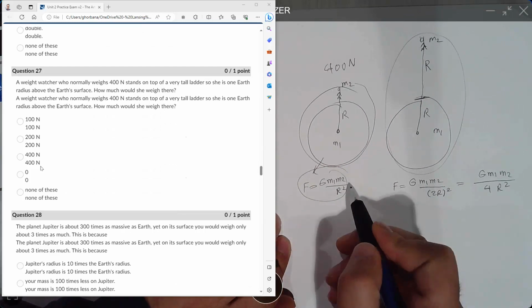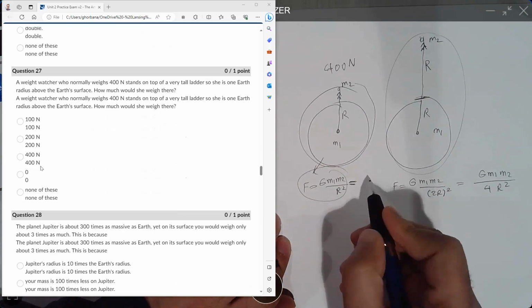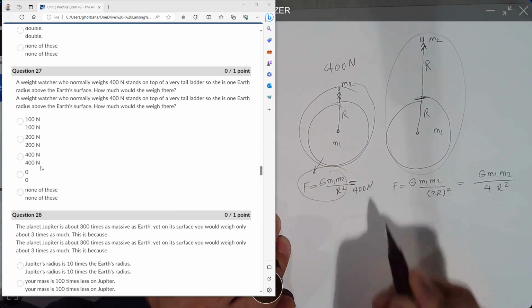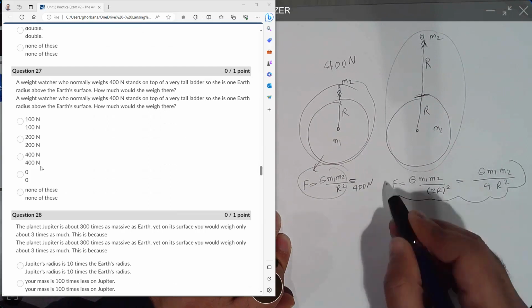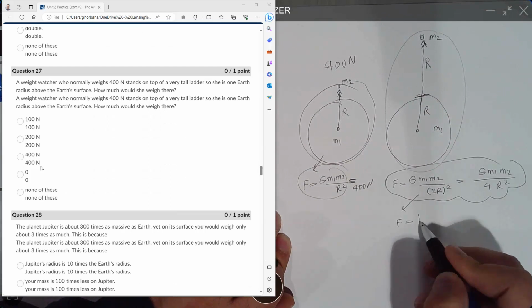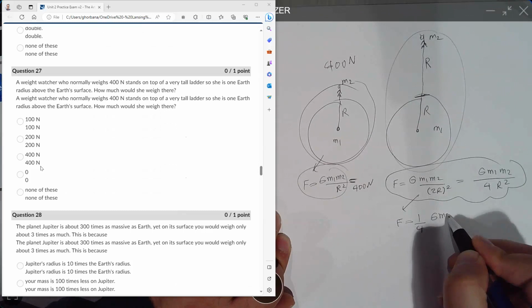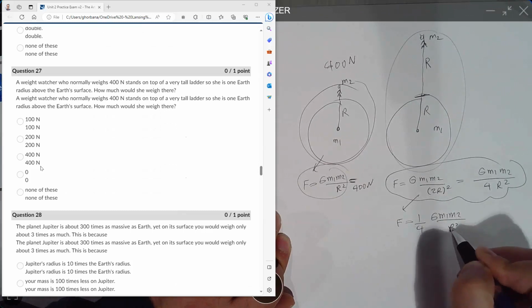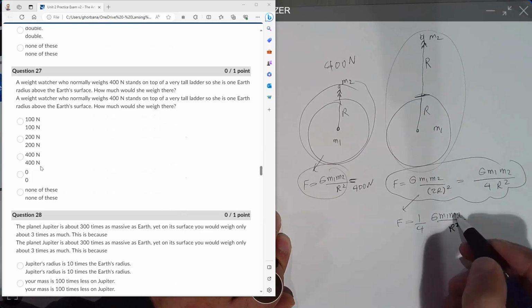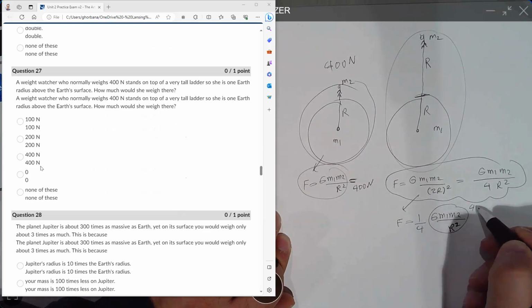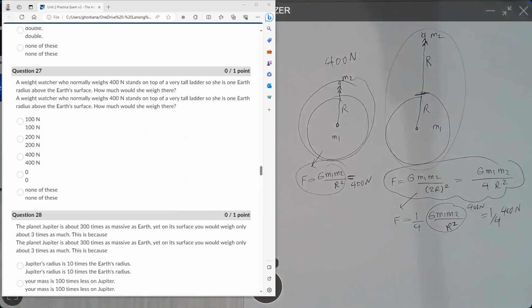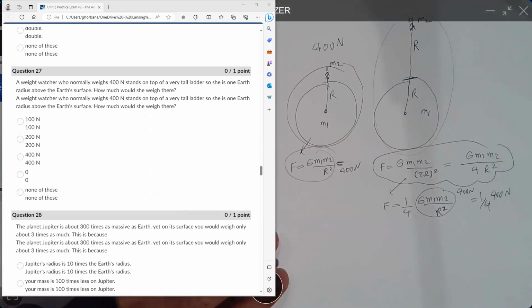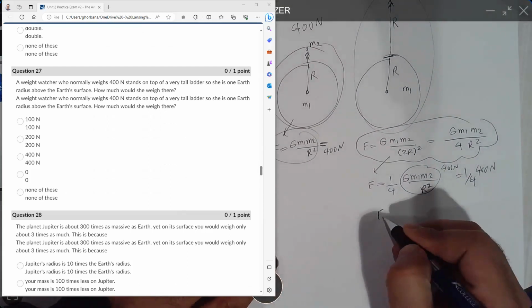So what was your weight here? 400. But your new weight here, see, F is one fourth of G m1 m2 over r squared. One fourth of the 400 Newtons. What is your new weight then? 100, yes.